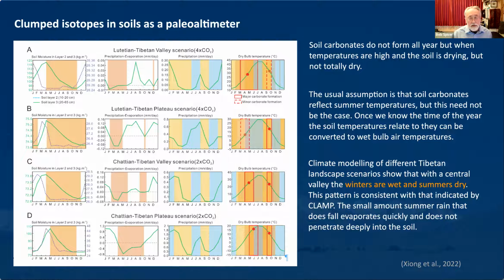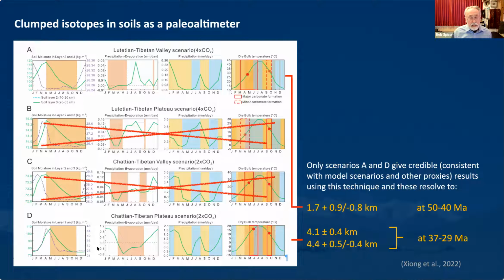So if we transform from a Lutetian valley, where the valley bottom is 1.7 kilometers, remember the plants told us 1.5 to 2.6, depending on where we were. 2.6 was at 38 million years, sorry. And we look at the Chattian valley-plateau scenario, we find that it's gone from 1.7 to 4 kilometers or thereabouts in this window here, slightly younger. So this paper that's just been published, again, I'm a co-author on this, shows that we have a transition from a valley to a plateau occurring by the early Oligocene.